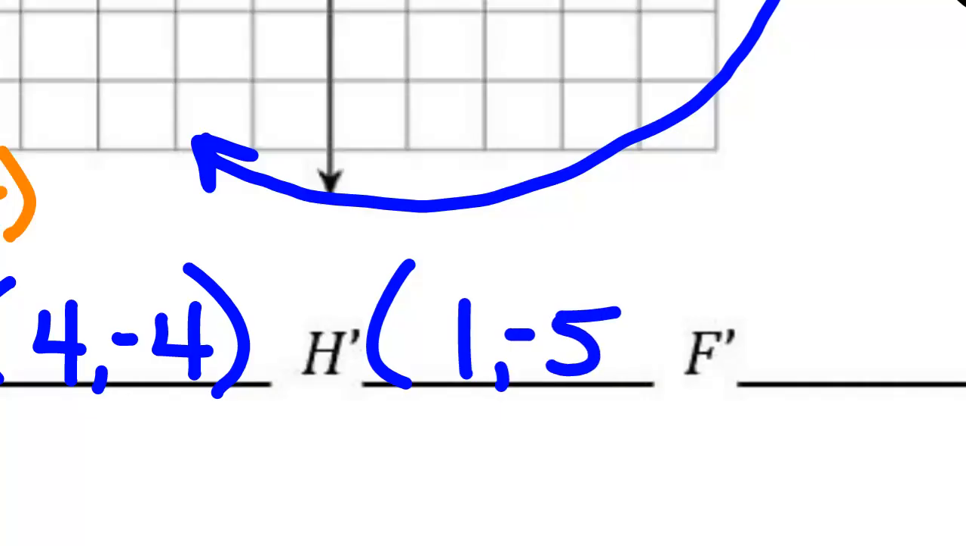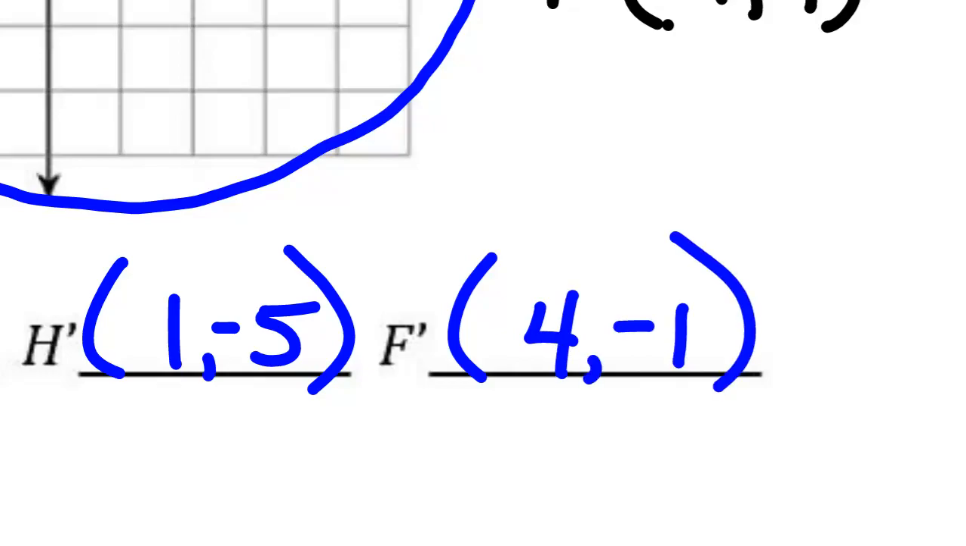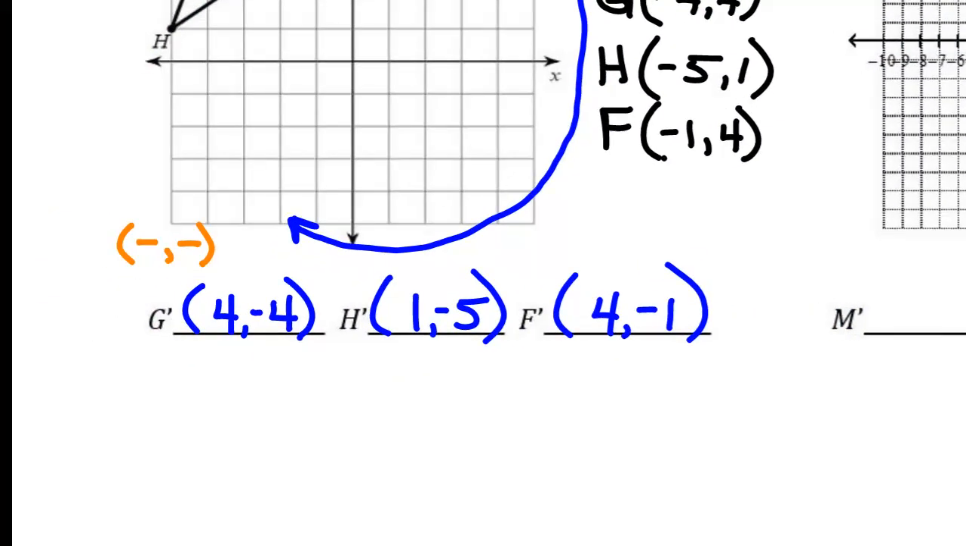1, negative 5 for H prime to start with. And 4, negative 1 for F prime to start with. And now I have to match my signs. Are my signs okay, or do some of them need to change? Some of them need to change. What changes do I need to make through here?